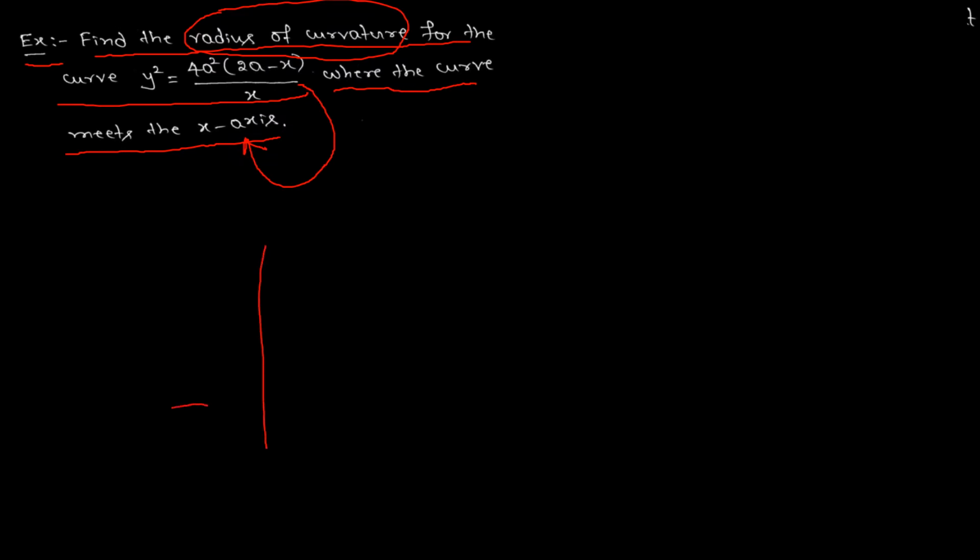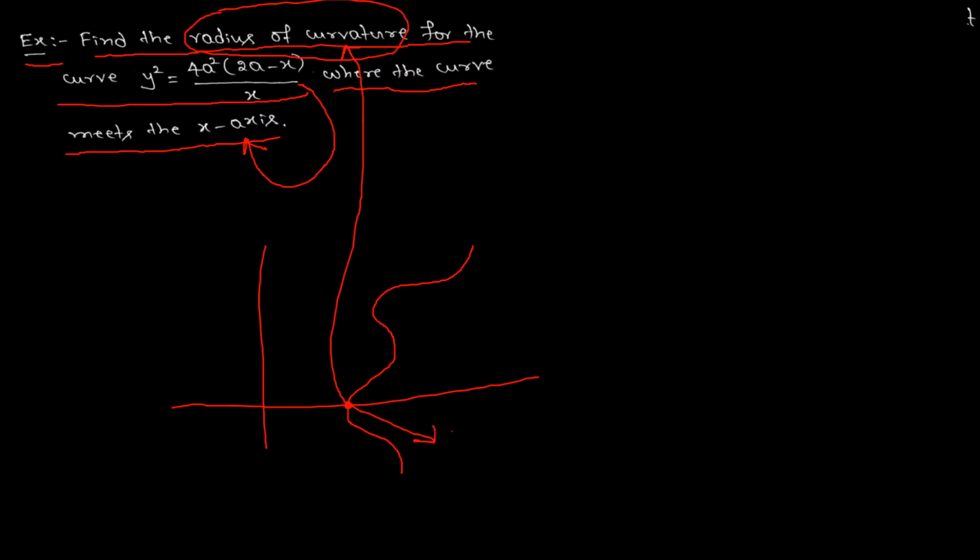That is, suppose you have a curve which is cutting the x-axis at some point. So at this point we need to find the radius of curvature. For that we should know what this point is. Since the curve is cutting the x-axis at this point, the value of y will be 0 at this point because this point lies on x-axis.